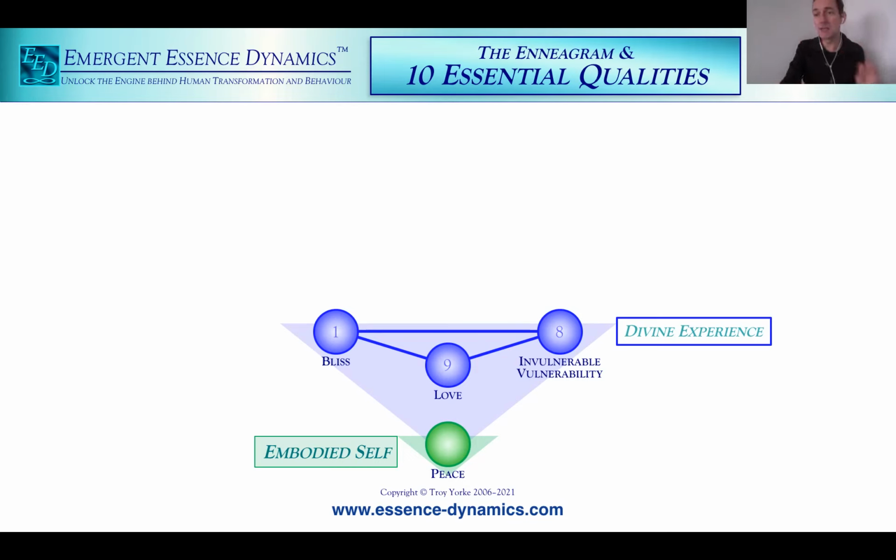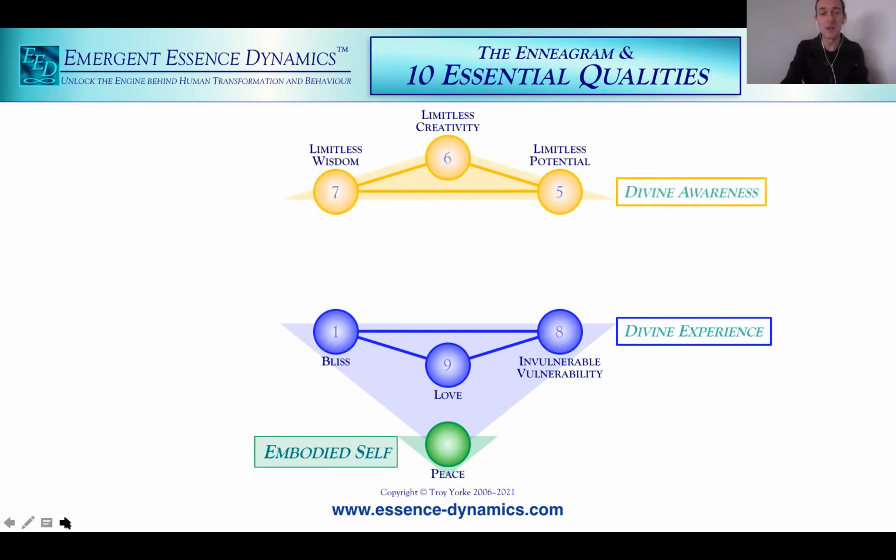So you have strength, bliss, and love. These are what we'll call divine experience. This is what we can experience in our physical bodies, all right? The rest of the essential qualities kind of go beyond body. They're a bit more transpersonal.